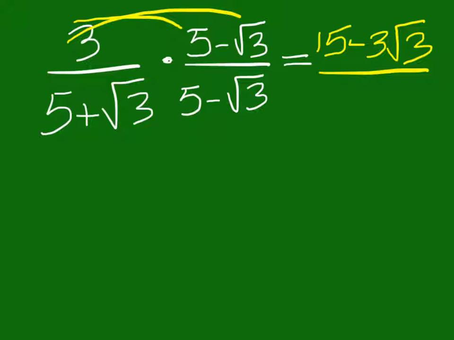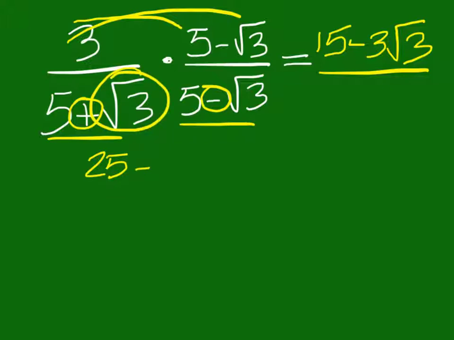On the bottom, these are multiplied together. They're the same except the signs are different. What is 5 squared? 25. And then minus, what is square root of 3 squared? What is that? 3. 25 minus 3 is 22. Is there a number that can come out of 15, 3, and 22?